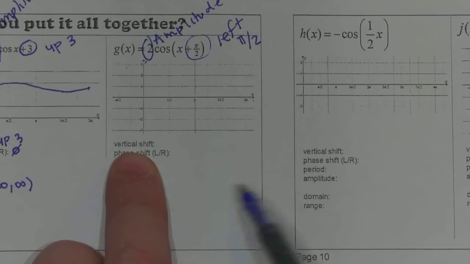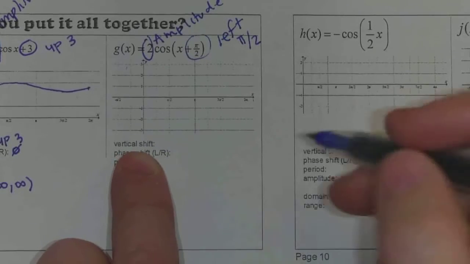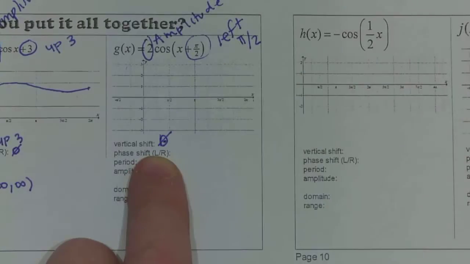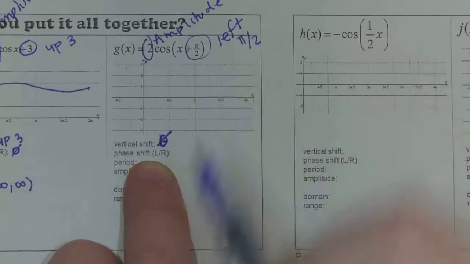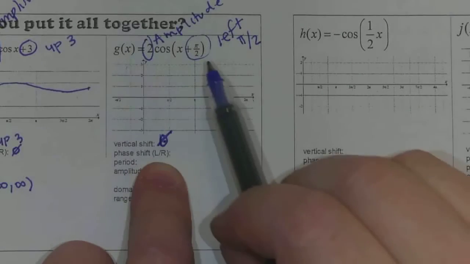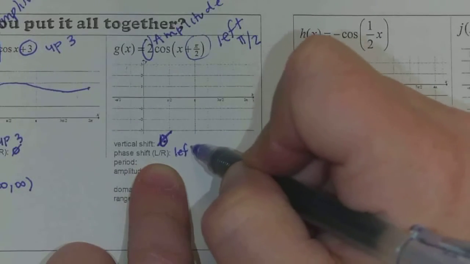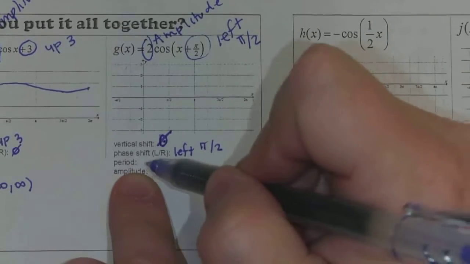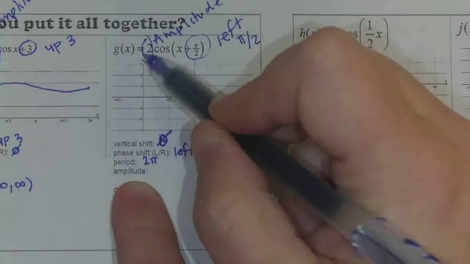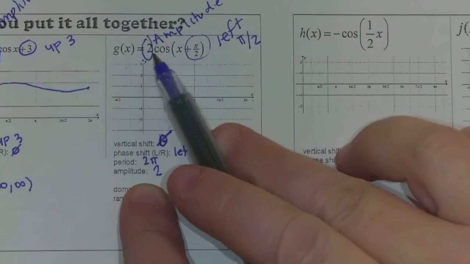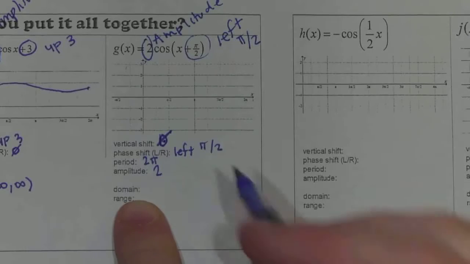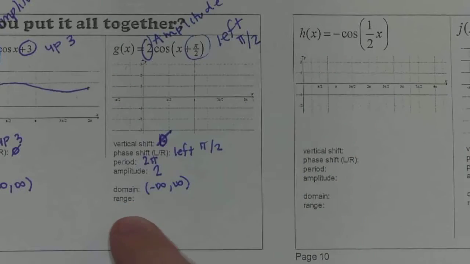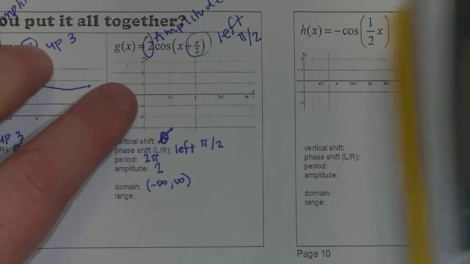Okay, did this one have a vertical shift? Yeah, it did not go up or down, so it's no vertical shift. Does it have a phase shift? Yeah, it went left pi halves. Did we change the period? No, so it's still 2 pi. The amplitude's going to be 2 because of the number out front right here. The domain's still going to be -infinity to infinity. And the range, let's take a look at the graph before we decide.